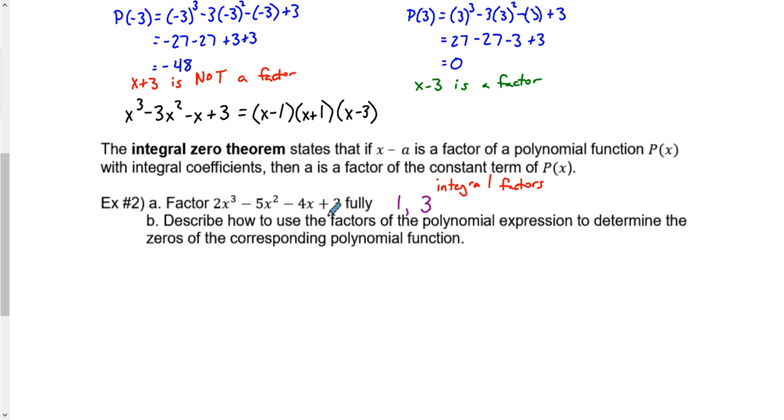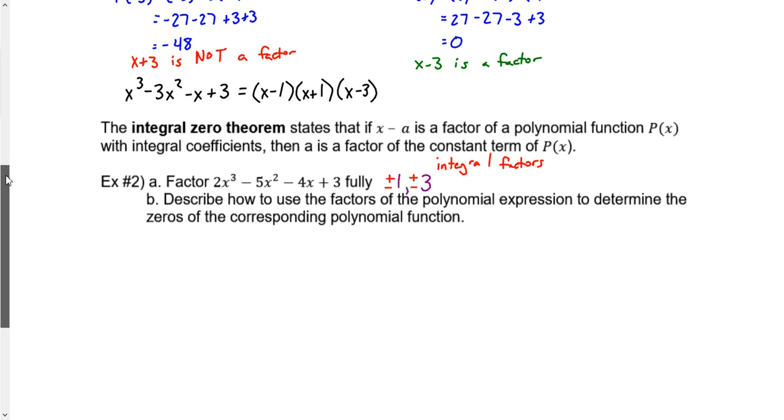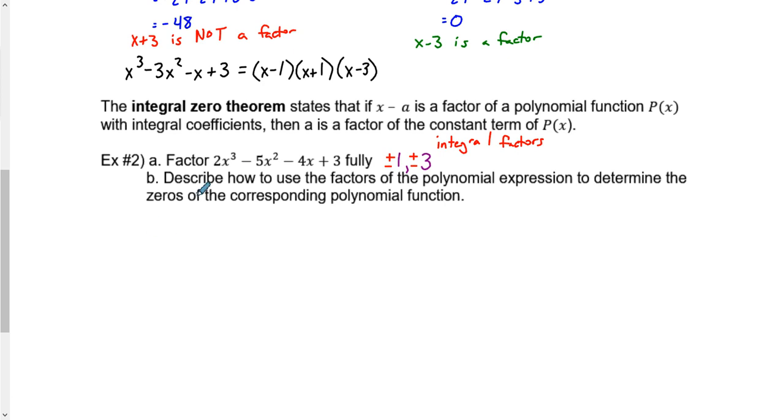That's not all. Because we're going to be multiplying multiple things together, we are going to have to check out positive 1 and negative 1, positive 3 and negative 3. So for this one, we're going to have to check and see which one of these is actually going to work. So let's check each of our numbers.